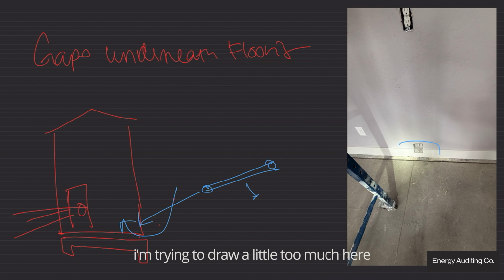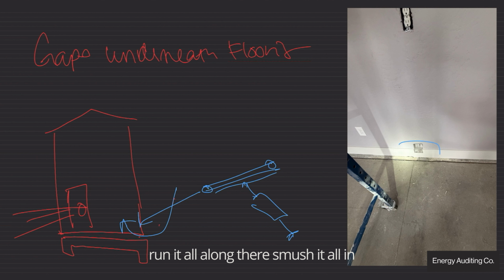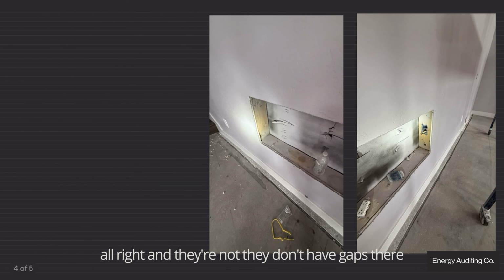I'm trying to draw a little too much here. That's my caulking right there. Run it all along there, smush it all in, and you'll be good. But you want to check for areas like this to make sure that they are not leaking, and that they don't have gaps there.